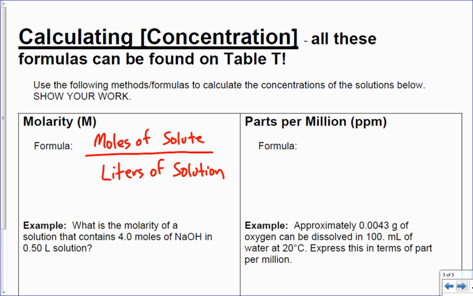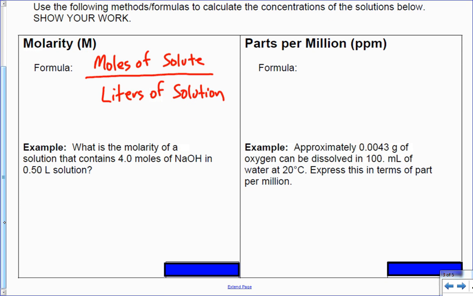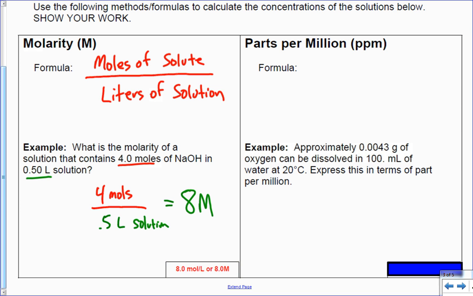So it says, what is the molarity of a solution that contains 4 moles of NaOH in 0.5 liters of solution? It's a pretty easy calculation. I'm going to take the moles, 4 moles, and put that over 0.5 liters of solution. And 4 divided by a half should be 8. Capital M is what we call molar. 8 moles per liter, or 8 molar, capital M.